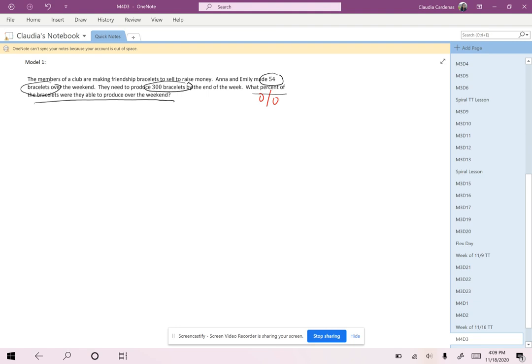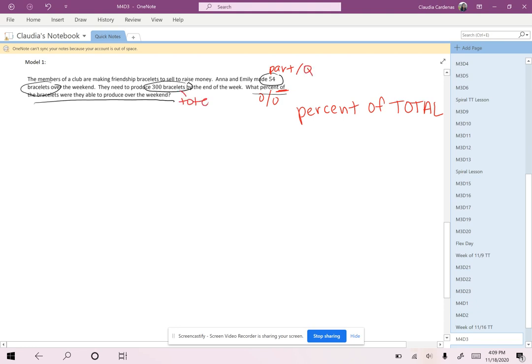It comes down to close reading of the problem. When the question says what percent of yada, yada, yada, they are really telling you the percent of the total, in that order. So when we say percent of, the total is the amount that comes after that. If we reread the question, it says what percent of the bracelets, so the total is the bracelets they need to make, and the part is the amount they produced over the weekend. So this is the part or the quantity, and this is the total.